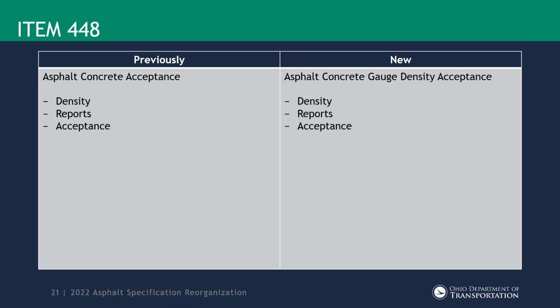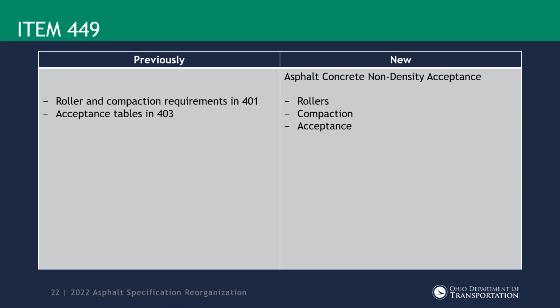448 doesn't look like it changed, but it did actually significantly. Now it is always the gauge density acceptance. So there's no, if it's less than an inch, if it's less than a mile or any of that, then you don't do gauge density testing. It's going to always be gauge density testing, and the designer will have to decide if they need to use 448 or if they need to use the new 449 item, which is the non-density acceptance.